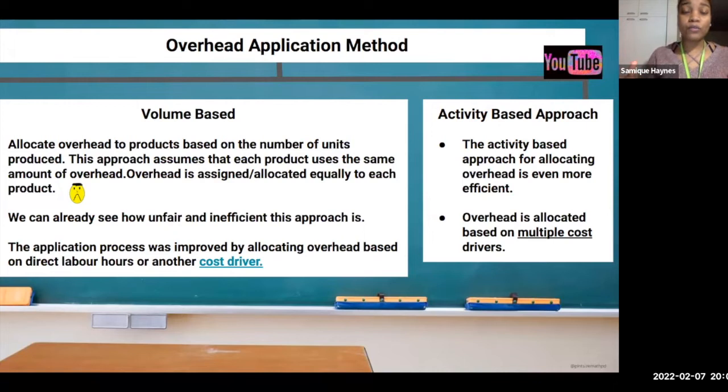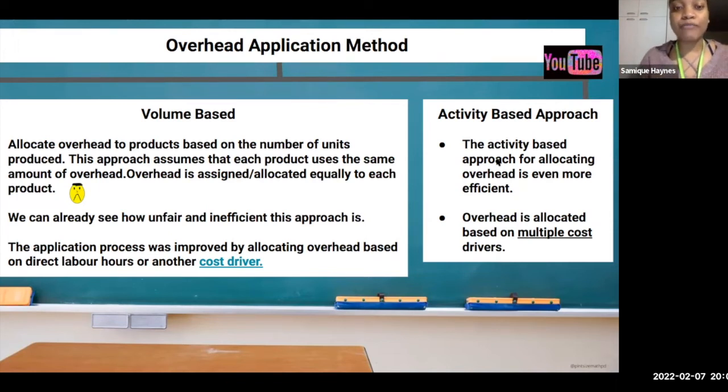But let's assume that one cake was super big, like it was one of those 10-tiered wedding cakes. And another cake was just a little 6-inch cake. And another cake was a medium-sized cake. Is it fair for us to just equally allocate the overhead costs to each of those cakes? Is that fair? So we can see that that is not fair at all. It's not fair. In fact, it's very inefficient.